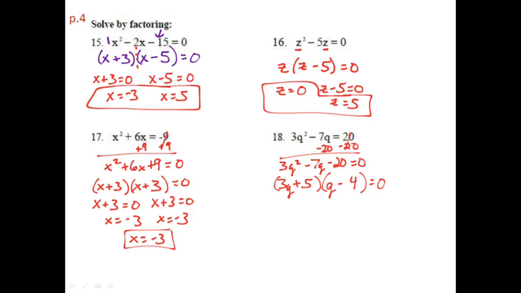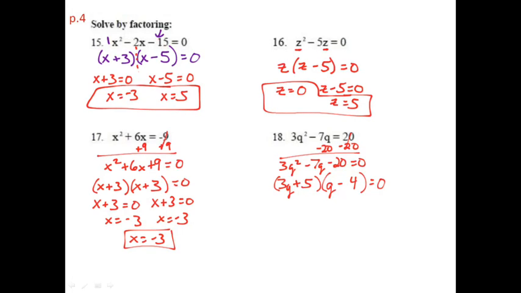So let's do a quick check with FOIL and see if we have the original function. There's our 3q squared, a negative 12q plus 5q, that does give us a negative 7q, and then 5 times negative 4 gives us negative 20. So I did factor correctly. If you go to check with FOIL and it doesn't work, it's okay, that's why we use pencil, just to erase it. It might be you need to switch the signs, you might need to switch factors, but keep checking with FOIL until you get it to work.